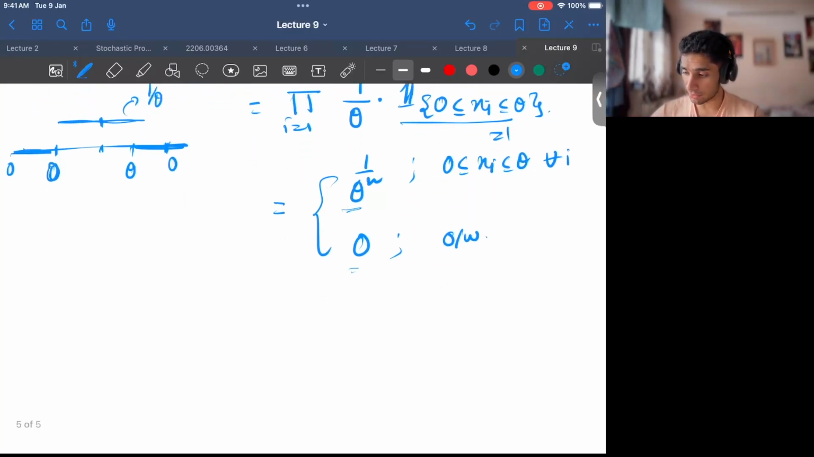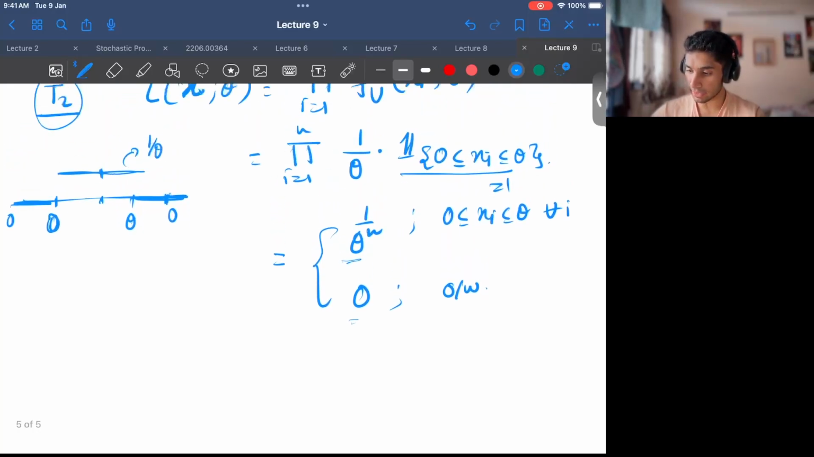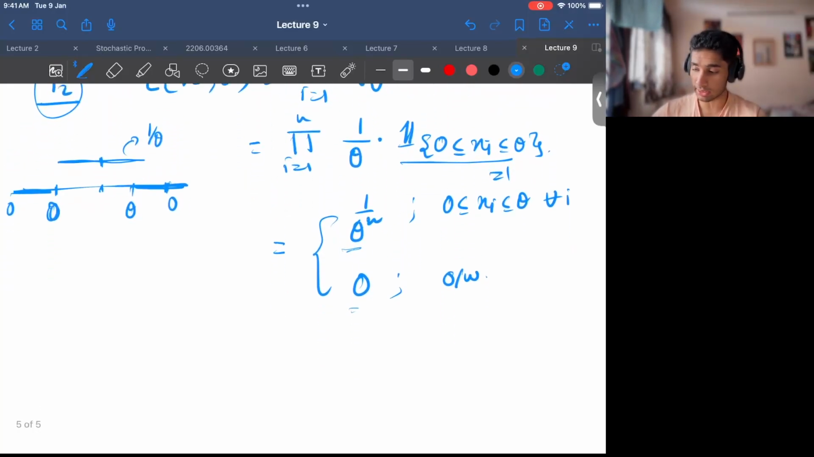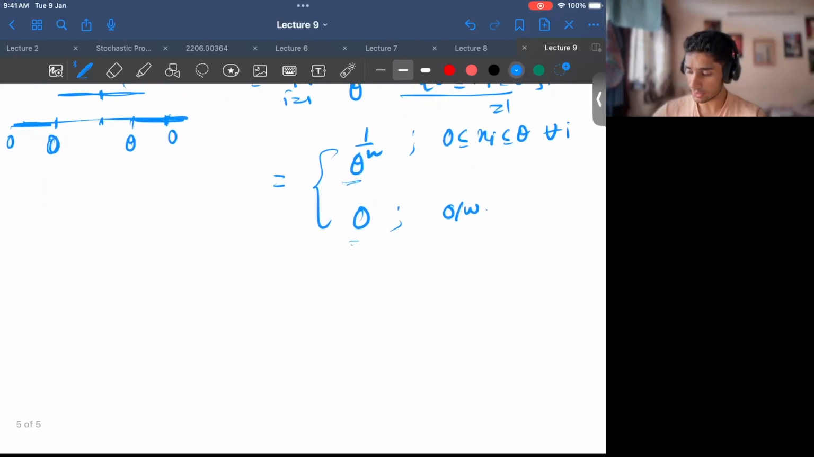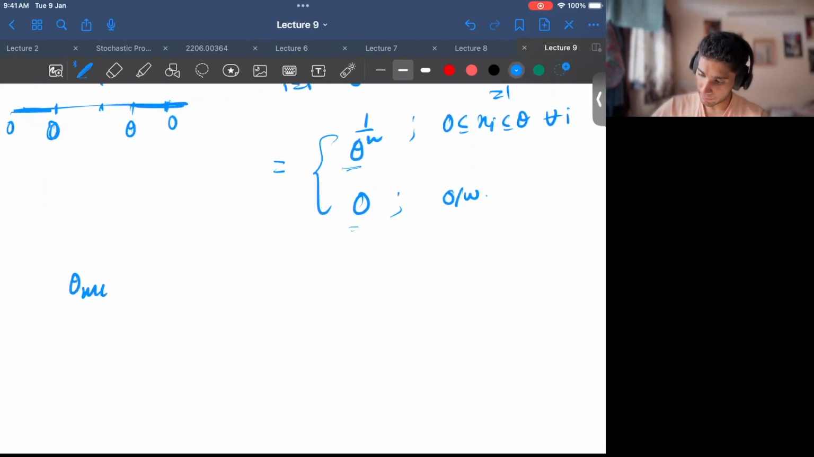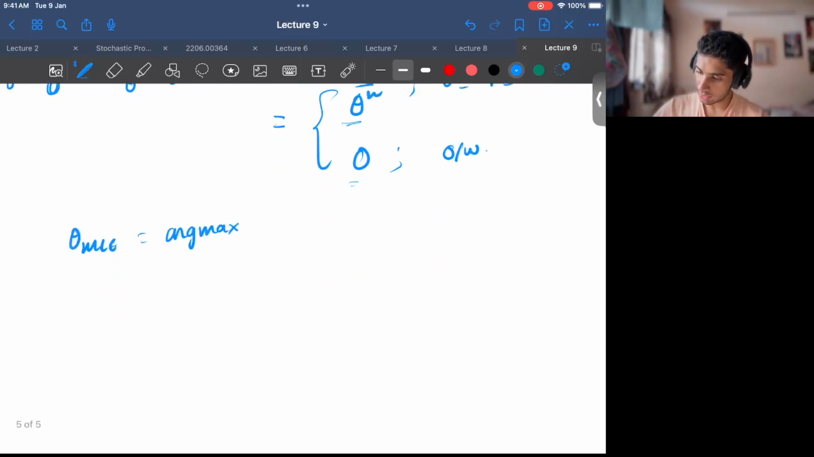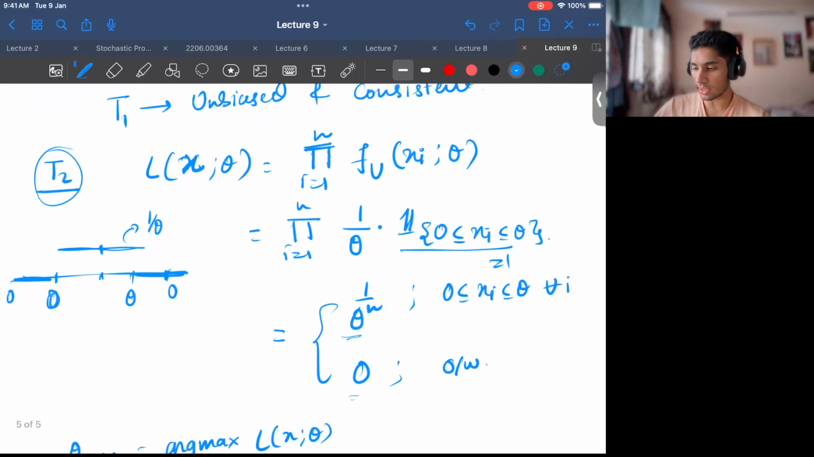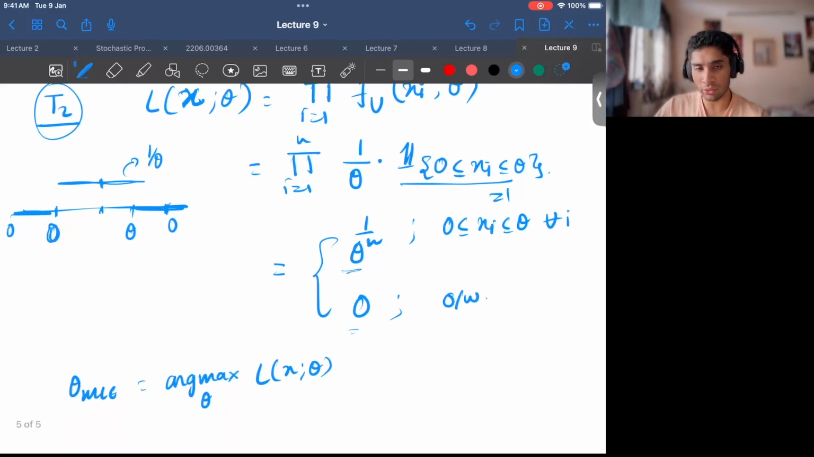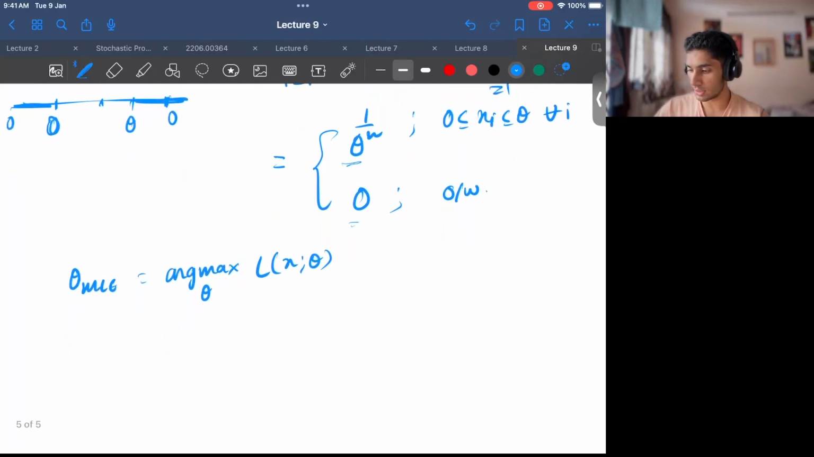But remember what we have to do. We have to maximize this L with respect to theta. So theta MLE is equal to argmax of L of x, theta, over theta. You can also take the log here and then maximize the log of this function. However, it doesn't matter; log is just for convenience. You can either maximize this directly or take log and then maximize it. It won't matter a lot.